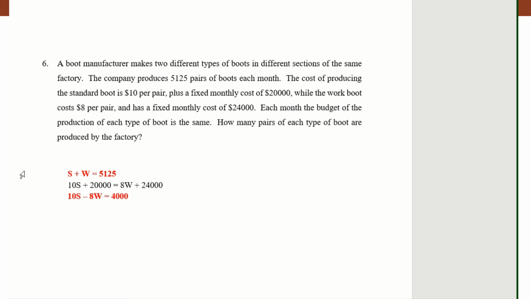Now if you want to put it in the calculator, you want something in this format. So you flip things around. You have equation 1 and equation 2. These two you plug into the calculator, and you will get S and W respectively.